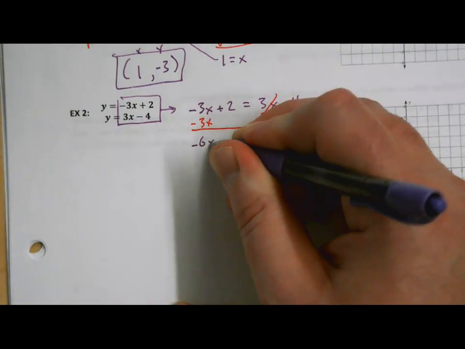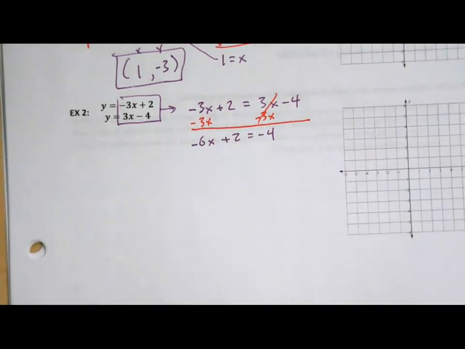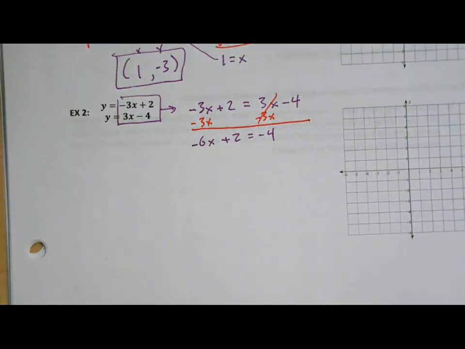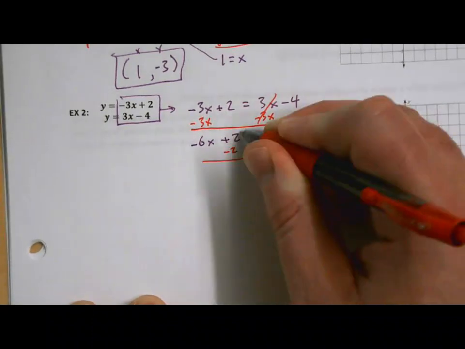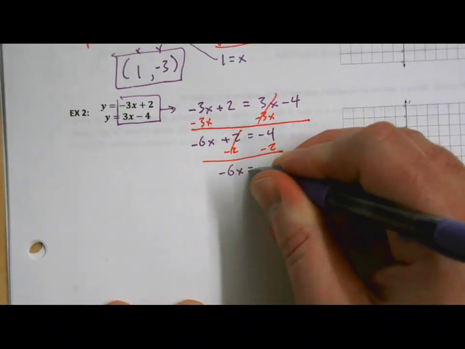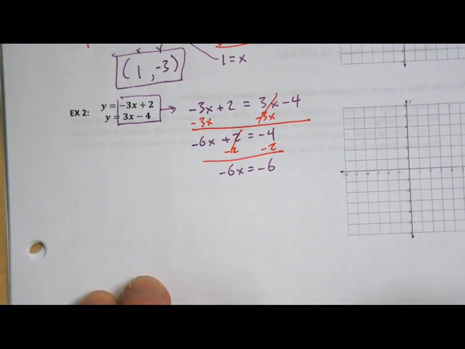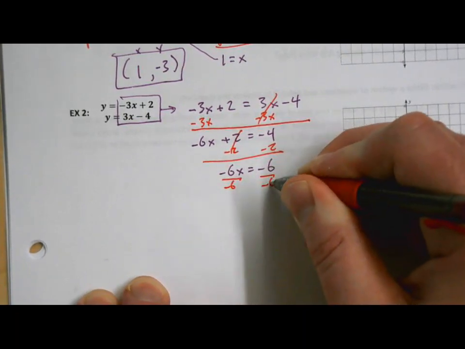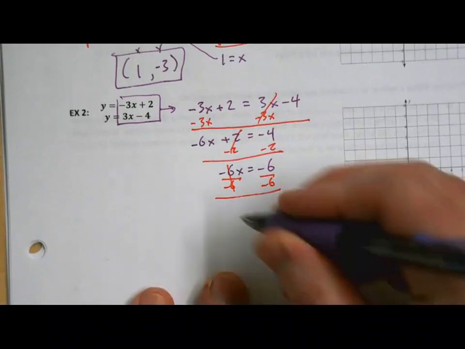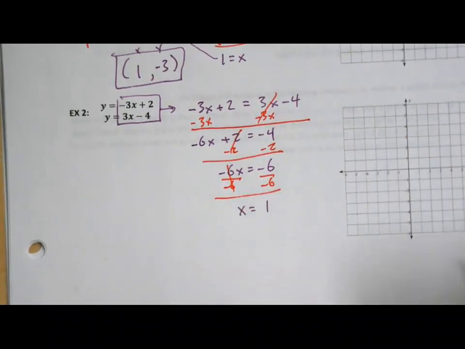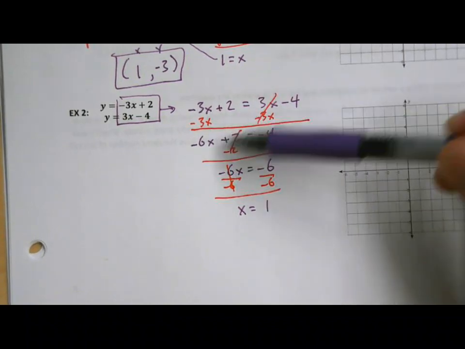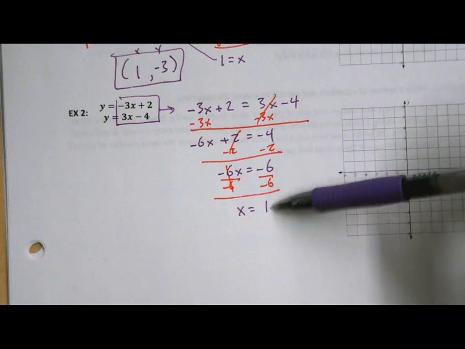-3x minus 3x, that's -6x. +2 equals, all that's left here is a -4. Now we're ready to get x by itself. Let's start with that +2. +2 minus 2. And then let's divide. I've got a lot of negatives in my work here, so I'm probably gonna go back and double check that I didn't make any mistakes. Negative, yes. Negative is negative, that's right. Negative divided by negative is positive.